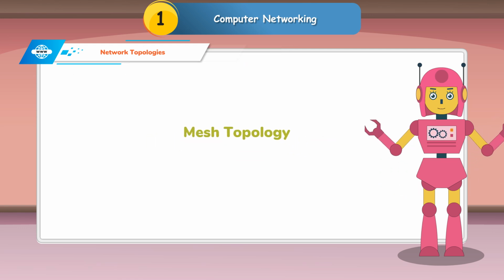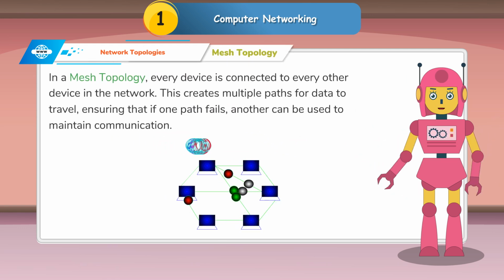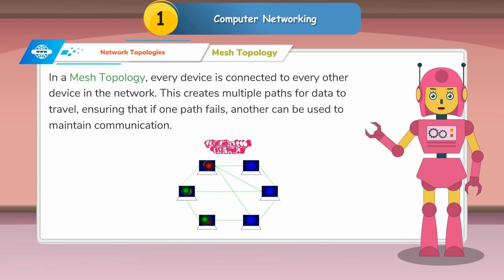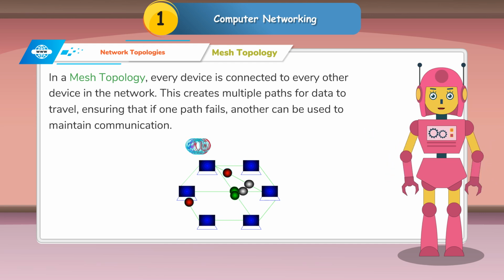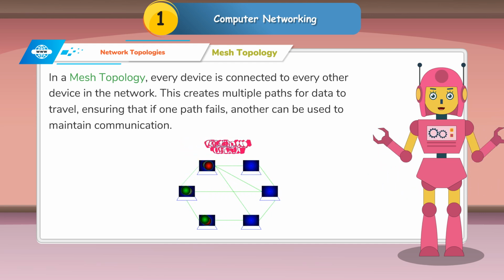Mesh topology. In a mesh topology, every device is connected to every other device in the network. This creates multiple paths for data to travel, ensuring that if one path fails, another can be used to maintain communication.